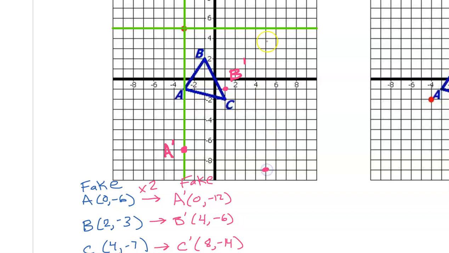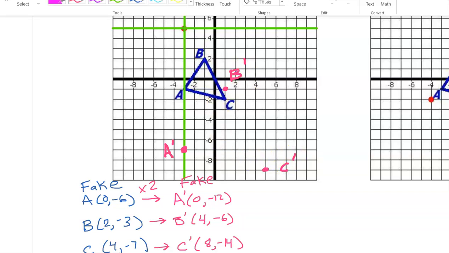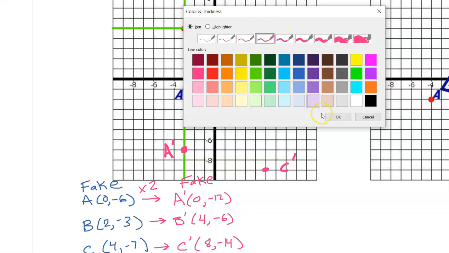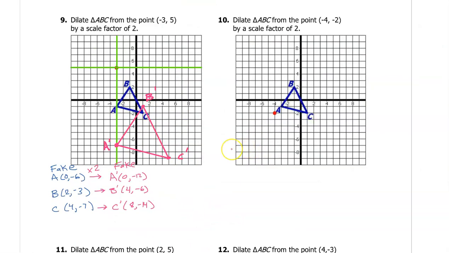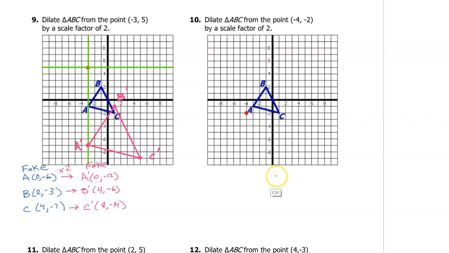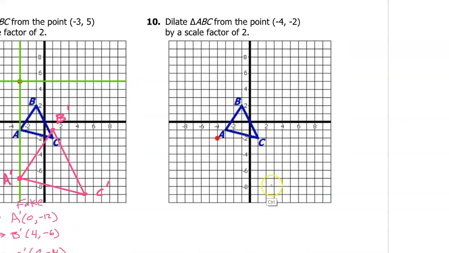Okay, I was running out of space there. So I went over 8 and down 14. This is my C prime. And that's it. Time to connect the dots. Notice that the image is the same shape as the pre-image, but is twice as big. So that's basically it. That is how you dilate from a point that is not the origin. Let's practice that some more with a few more problems.